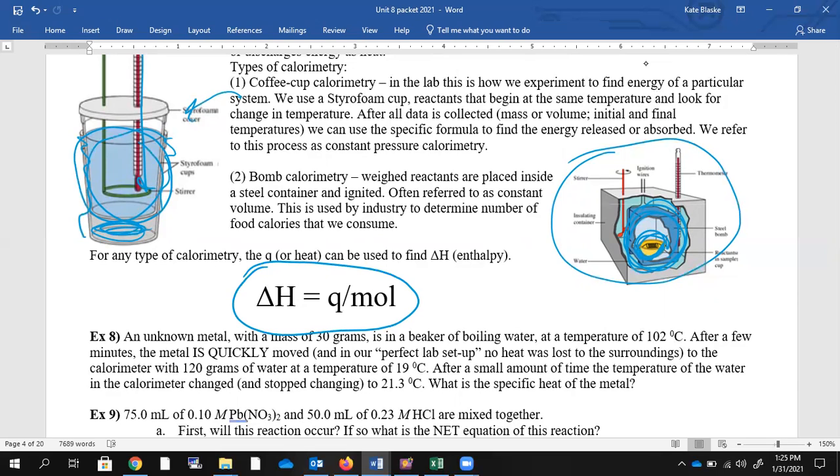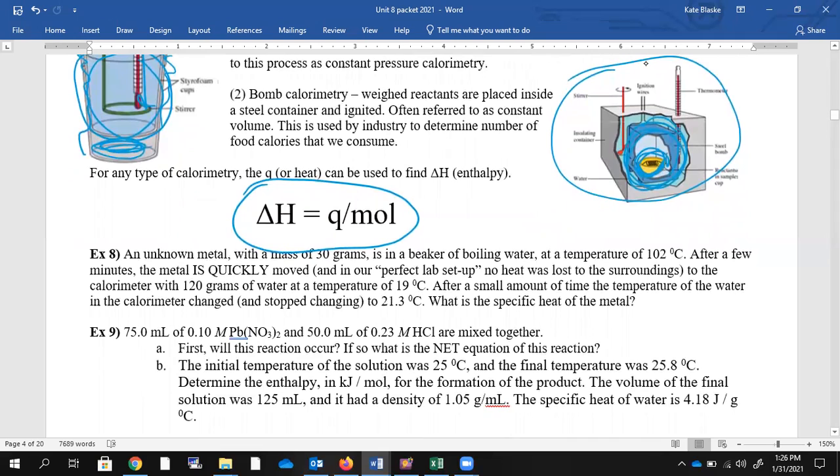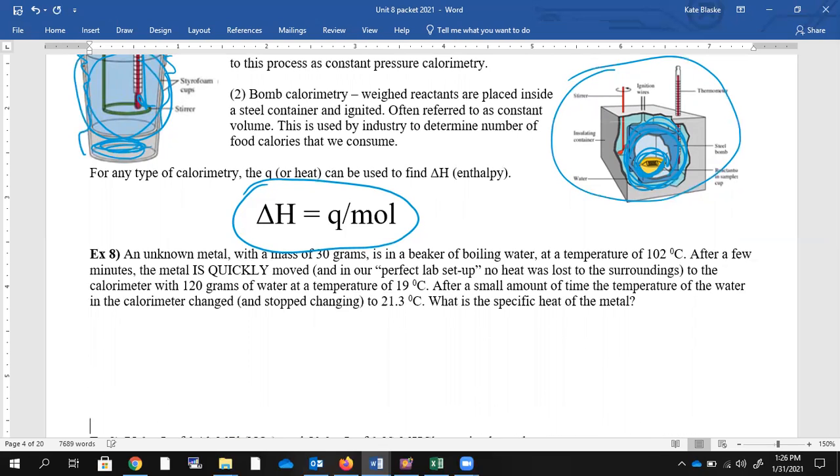So let's take a look at number 8. This is a fantastic question. Here we're talking about a chunk of metal. An unknown metal with a mass of 30 grams is in a beaker of boiling water at a temperature of 102 degrees Celsius. So let's sort of think about what is going on. So I've got a beaker of super hot water. I've got a chunk of metal in here. And this is at 102 degrees Celsius.